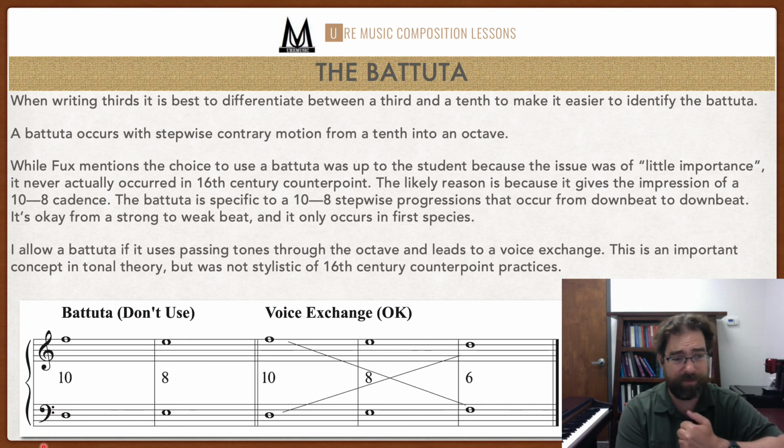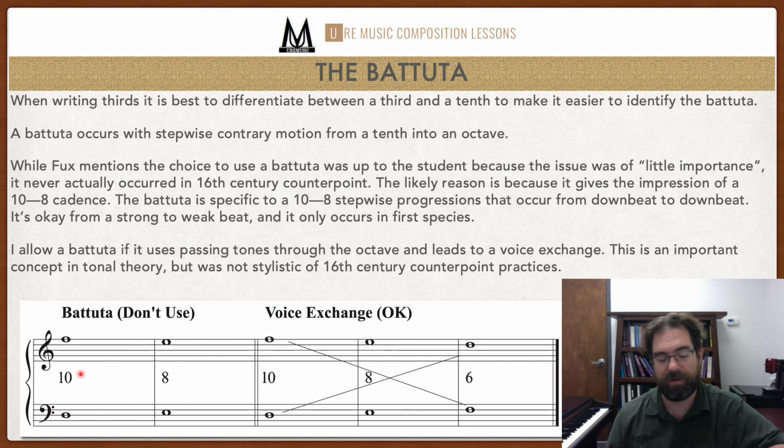It's okay to do it from a strong beat to a weak beat, and it only occurs in first species. So you really only have to worry about it in first species. That's why when we write these first species counterpoints, I ask students to write out the 10 instead of writing it as a third, so we can identify the Battuta more easily.